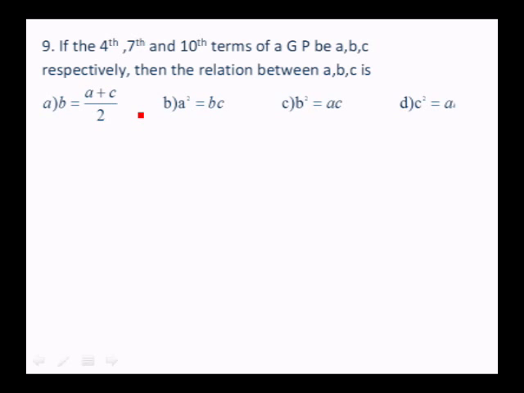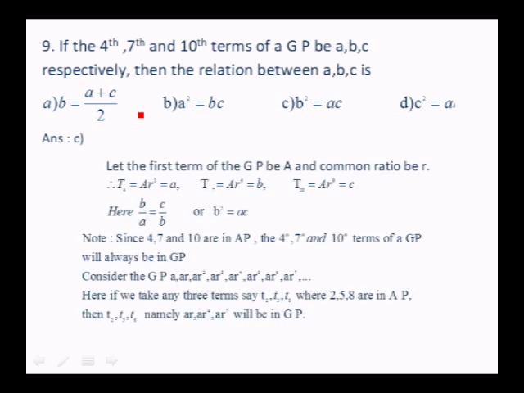Here he has given the 4th, 7th and 10th terms of a GP. The first term of the GP be A and the common ratio be R. Since you are already having one a there, I take the first term as capital A. So T4 is AR cube, that is equal to a. T7 is AR to the power of 6, that is b. T10, the 10th term, is AR to the power of 9, that is equal to c.